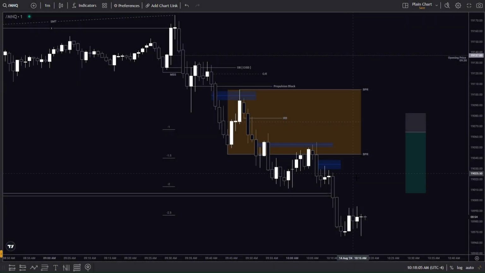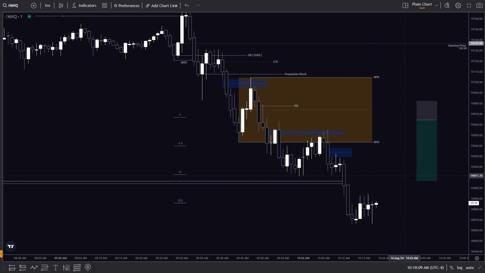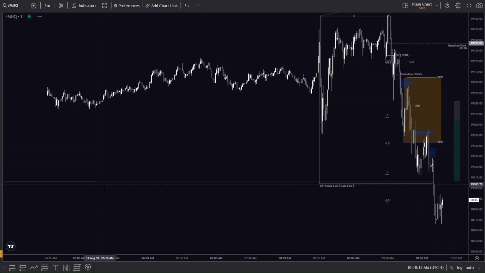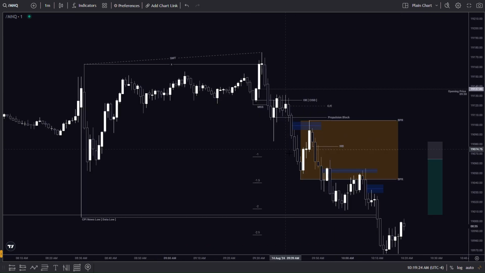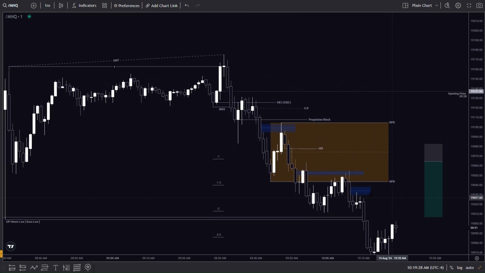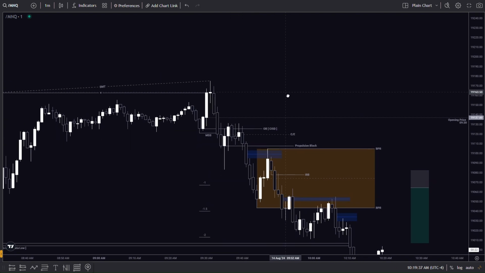Alright, so the rest of the recording got cut off. I don't know how, but our TP got hit. As you can see here, this is our CPI low, our data lows, and this was my relative equal lows trade. So I'm gonna go over a propulsion block again. So a propulsion block is an order block that retests another order block. So let me just draw that schematic.